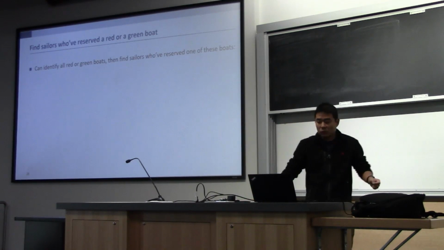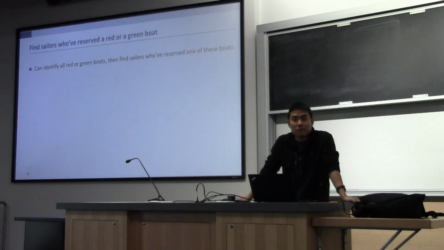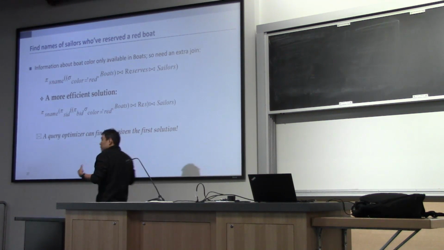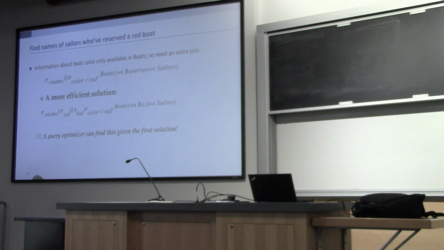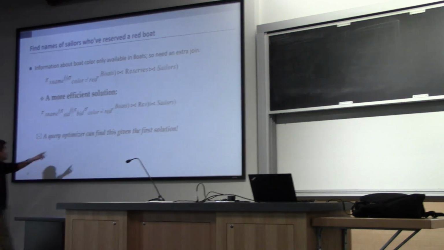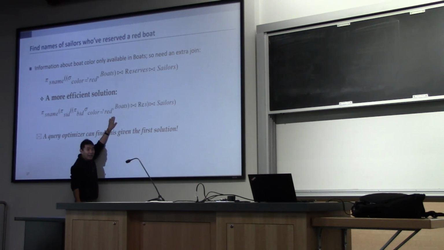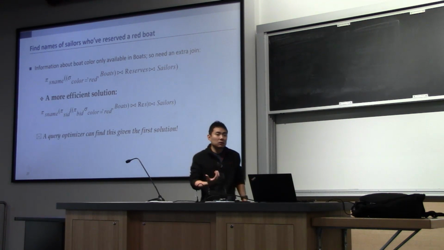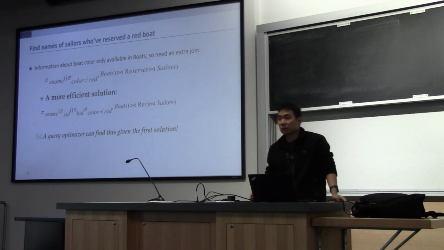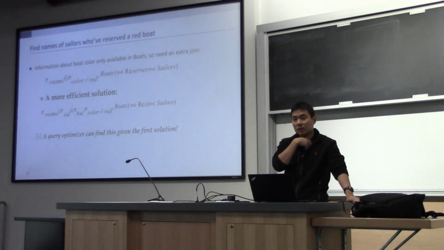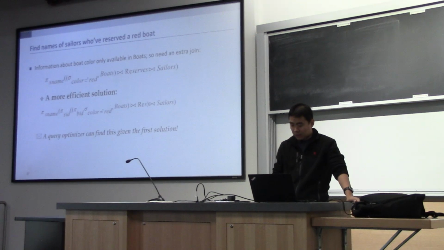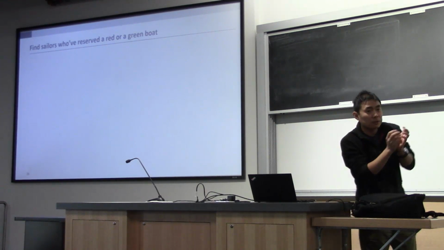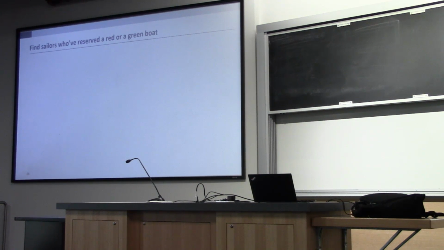What about sailors who reserve a red or a green boat? Continuing from this discussion, it is tempting to say, okay, here I find sailors who reserve a red color boat. You want me to find red and green? I will simply change this condition to color equal to red and color equal to green. That gives me the sailors who have reserved a green or a red color boat. Do you follow what I just said? How many say that by modifying the query condition to simply say color equal to red and green, will give me the answer to this query?